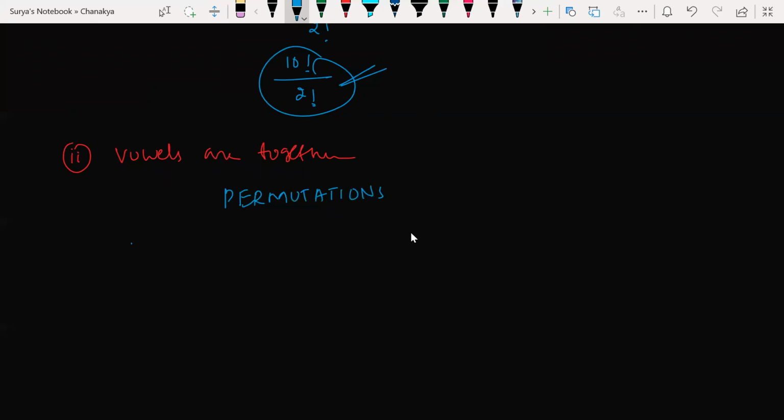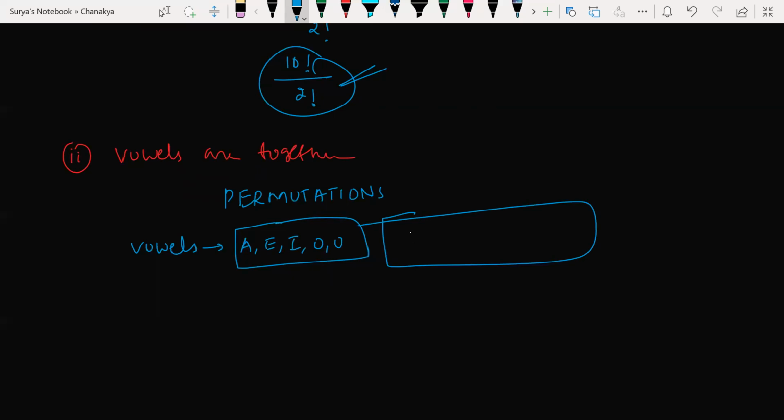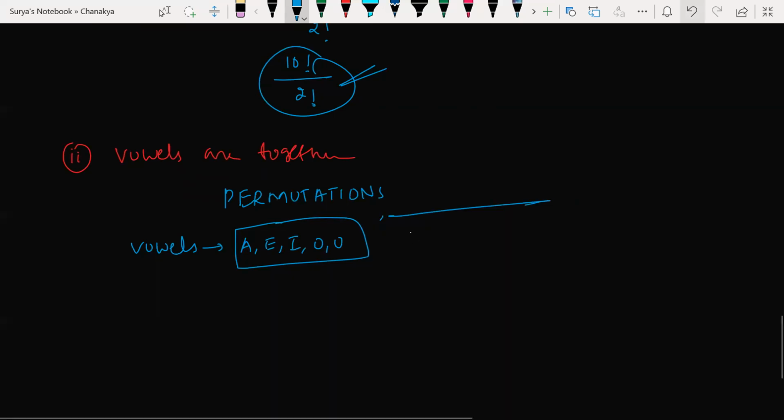Permutations, all vowels together. What are the vowels I have here? A, E, I, O, U. Let's write A, E, I, O, U. All vowels together. Apart from the vowels, how many letters will be there? So I'm blocking this. Whatever condition he has given to you, please block that. Vowels are together, so I'm blocking this as one unit.